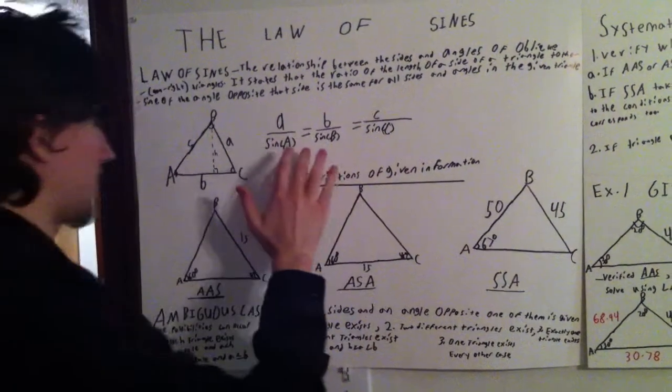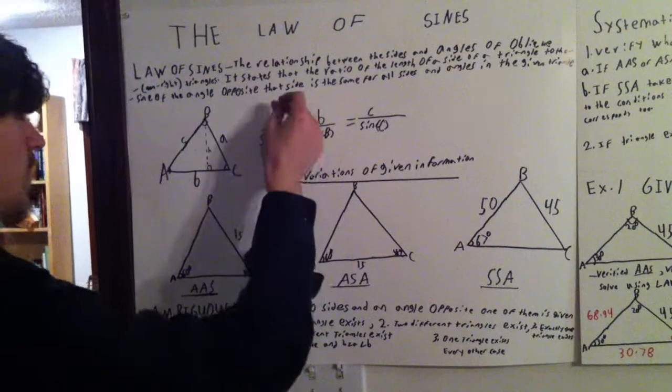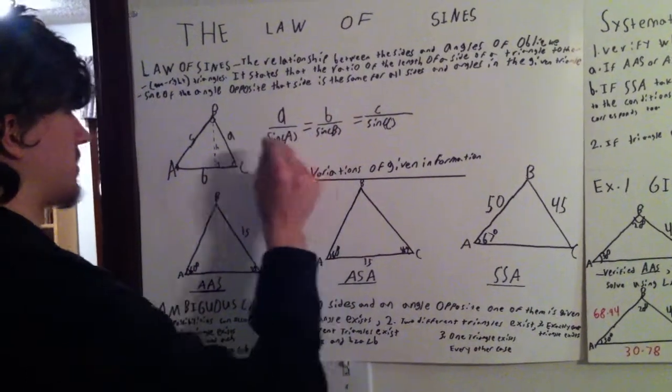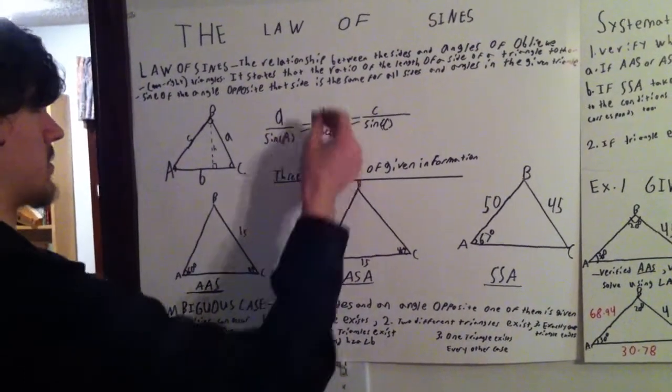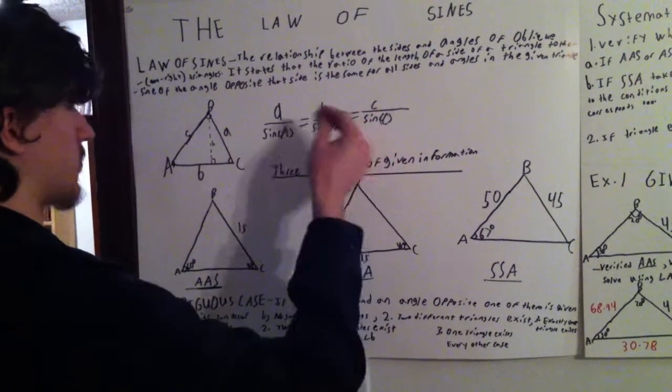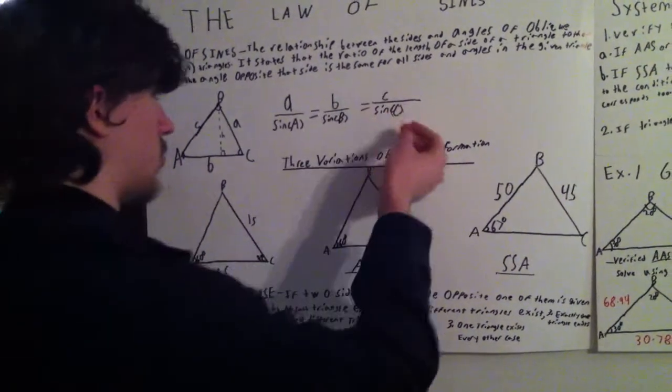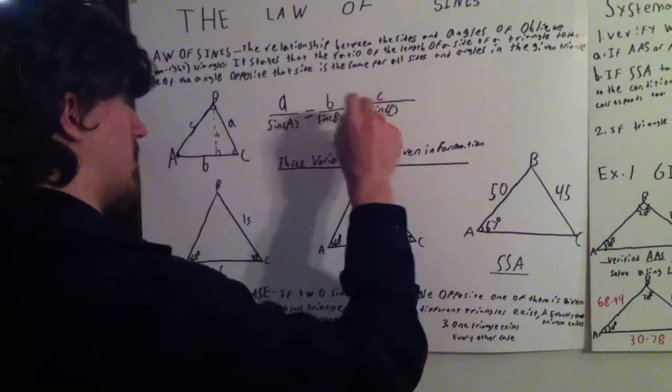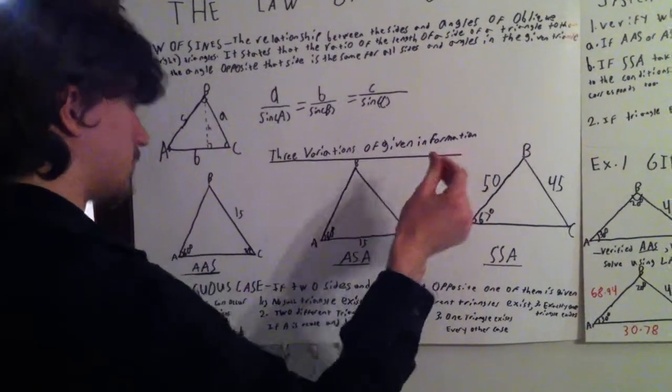This is represented by the formula: side a over sine of angle A equals side b over sine of angle B, which equals side c over sine of angle C.